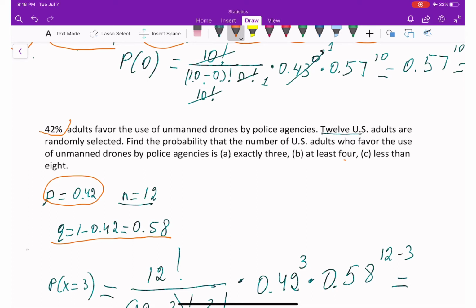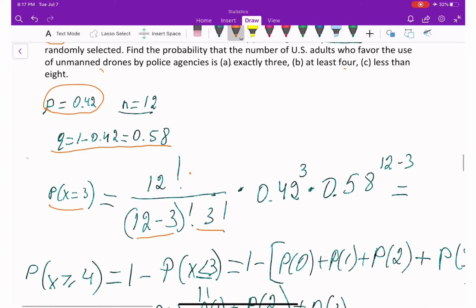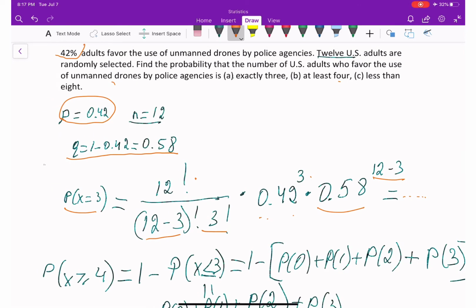So find the probability that the number of US adults who favor the use of unmanned drones by police agencies is exactly 3. So those are the same problems. Exactly 3, plugging in x equal to 3. Sample size is 12. 12 minus 3, and then factorial 3. And then solving 0.42 to power x, which is 3, and 0.58 to power n minus x, which is 12 minus 3, and you solve it. Then that will be your answer for exactly 3. This is your A.